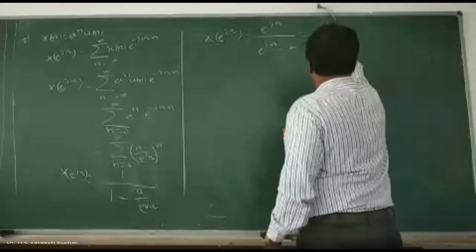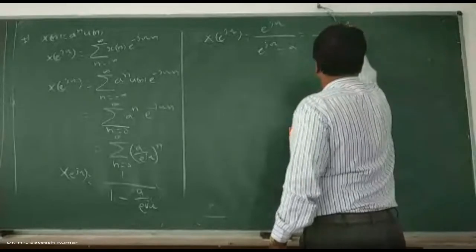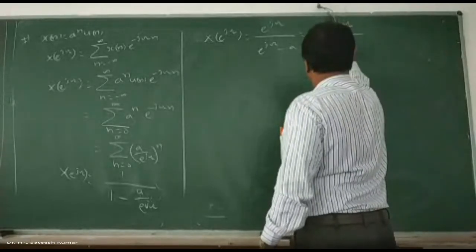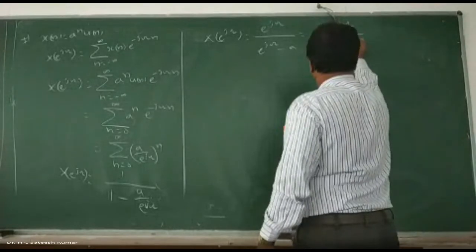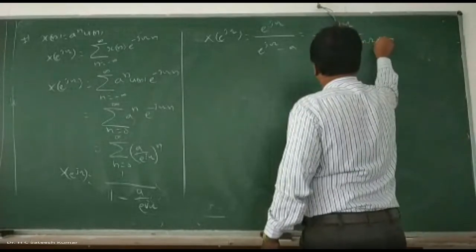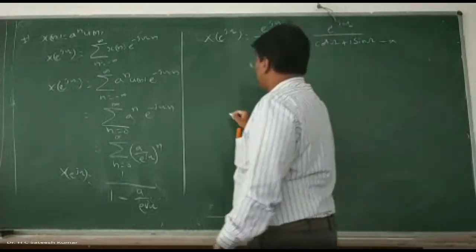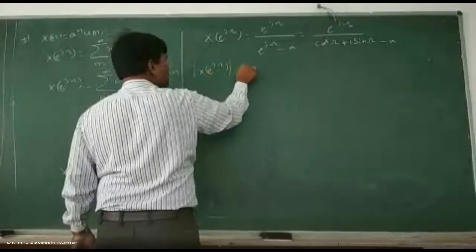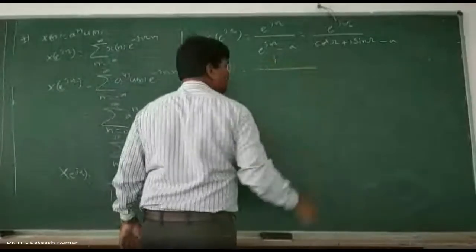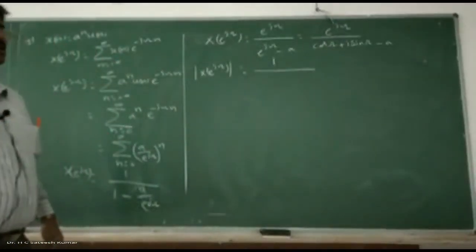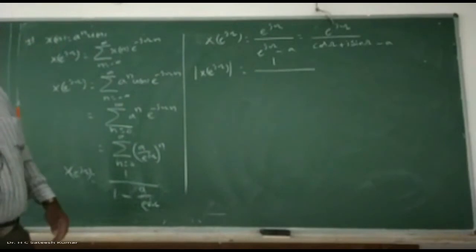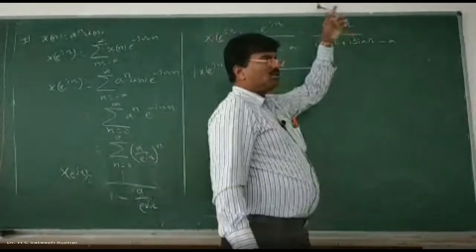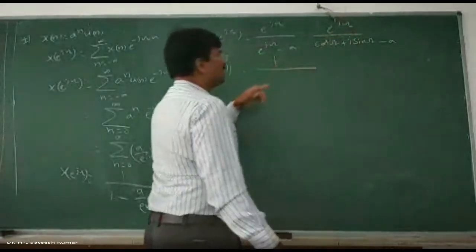This can be written as numerator. Keep it as it is, no problem. The magnitude of this one is 1 divided by cos omega plus j sin omega minus a. Therefore, the magnitude of X of e to the power of j omega is the magnitude of the numerator, which is 1, because it is of the form r into e to the power of j theta. R is the magnitude, that is 1, and omega is the phase. Therefore, the magnitude is 1.